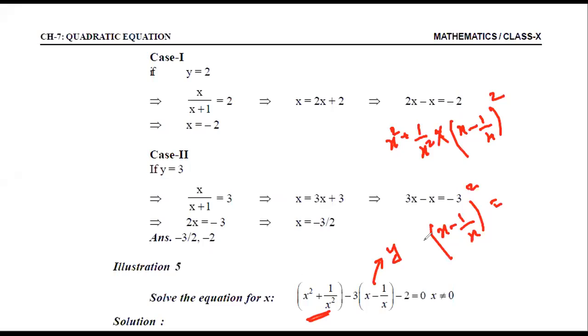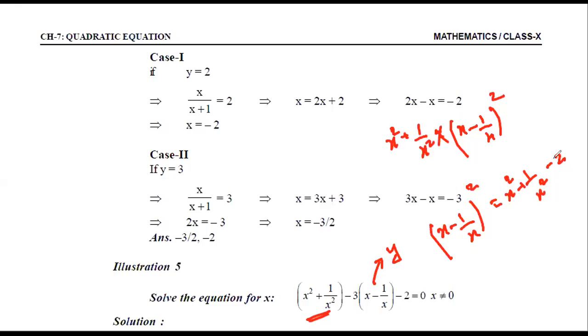No, Prahlad, we cannot write it. Yashila, it is plus, not minus. Think about it. What is x minus 1 by x whole square? Very basic. It is a minus b whole square. It is x square plus 1 by x square minus 2. Yes or no?